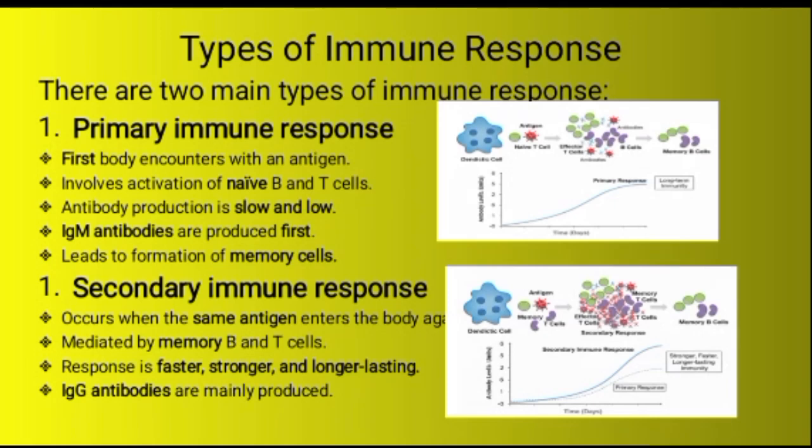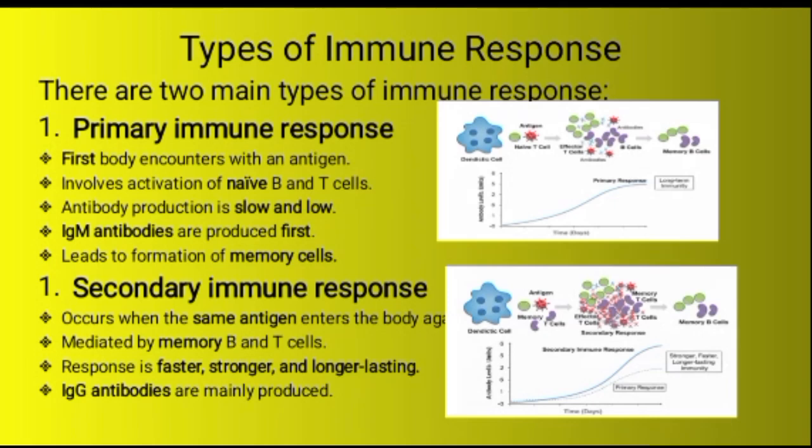Then number three, the antibody production is very slow and low because they are producing that. The IgM is produced first. It leads to the formation of the memory cells. So at first, the primary stage is very slow. It takes time and it's not rapid. Then the secondary immune response.